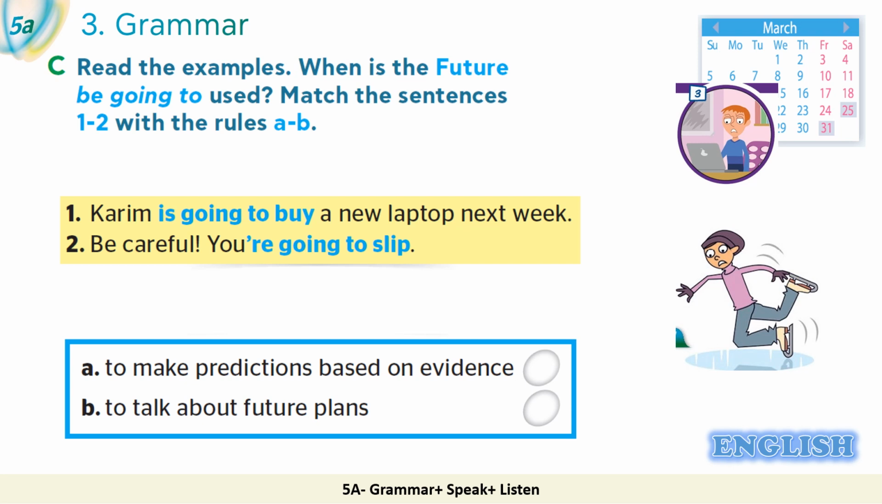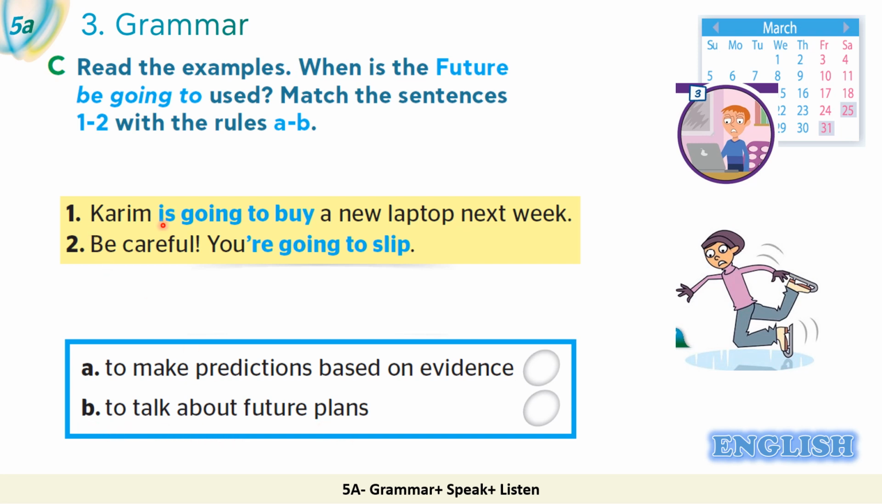Let's move to exercise C. Read the examples. When is the future be going to used? Match the sentences 1 and 2 with the rules A and B. Let's start by reading the sentences. 1. Kareem is going to buy a new laptop next week. 2. Be careful, you're going to slip. Now how about the rules A and B? A. To make predictions based on evidence. B. To talk about future plans.